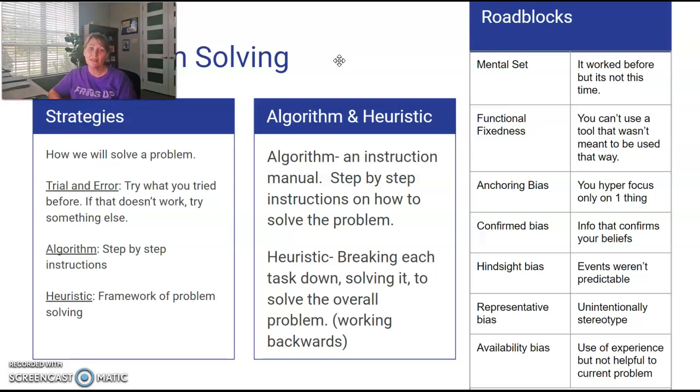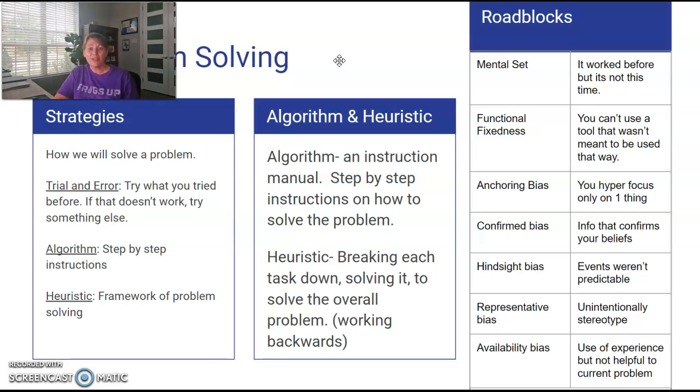Functional fixedness. You can't use a tool that wasn't meant to be used that way. Like, you can't use a knife to unscrew something when you really can. Anchoring bias. You hyper-focus only on one thing, and so you can't solve the whole problem because you're hyper-focused on one situation. Confirmation bias. Info that confirms your beliefs. Like, you want to fix the economy, but you can't because X, Y, and Z is part of your belief system, so it's never going to get fixed.